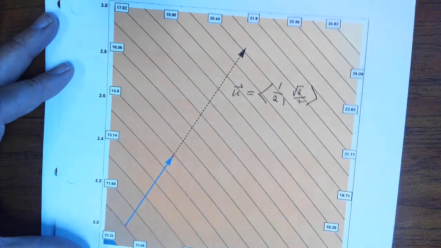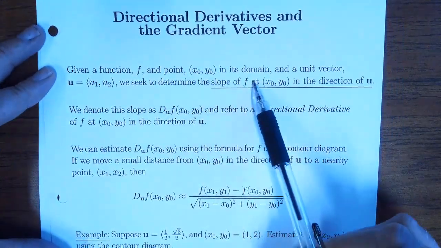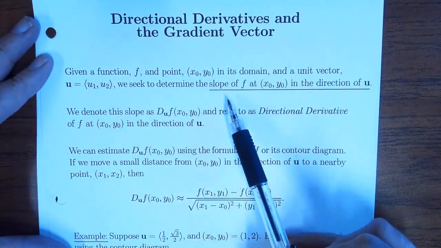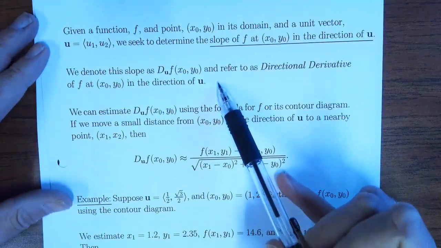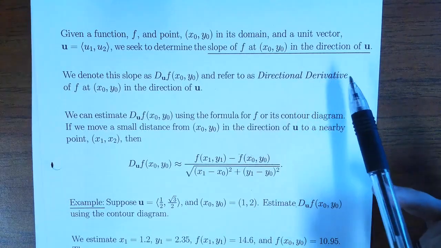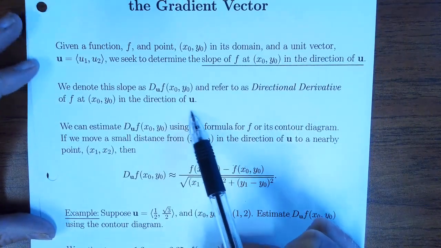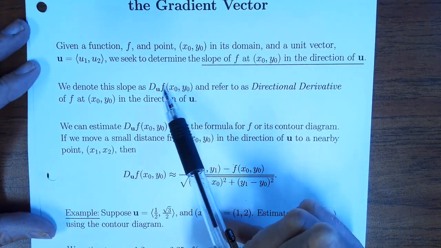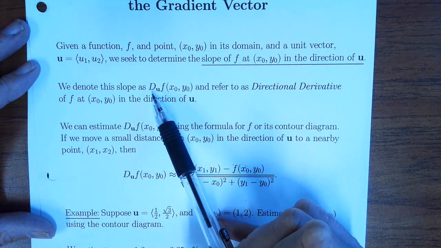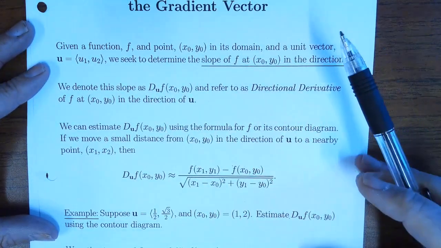We give that quantity a name. Given a function and a point and a unit vector, we want to find the slope of the function at that point in the direction of u. We call this quantity the directional derivative of f at the point (x naught, y naught) in the direction of u, and we use this notation. The x naught, y naught keeps track of the point, f keeps track of the function, u keeps track of the unit vector, and d is obviously for derivative.